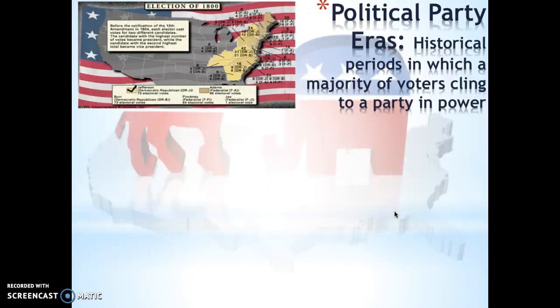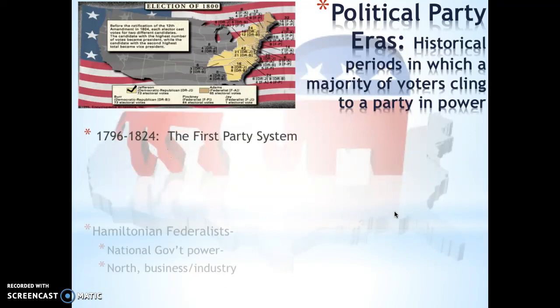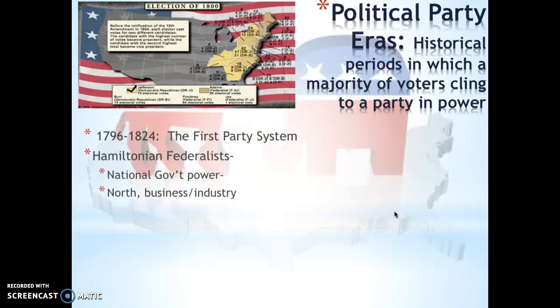All right, so let's just go through the political party eras. A lot of this is a review of what you had in U.S. history, so I'm not going to get into too many details, but these are going to be the historical periods in which a majority of voters cling to a party in power because that party was able to successfully translate promises into policies. All right, so the first party system we have the Hamiltonian Federalist, or the Federalist Party.